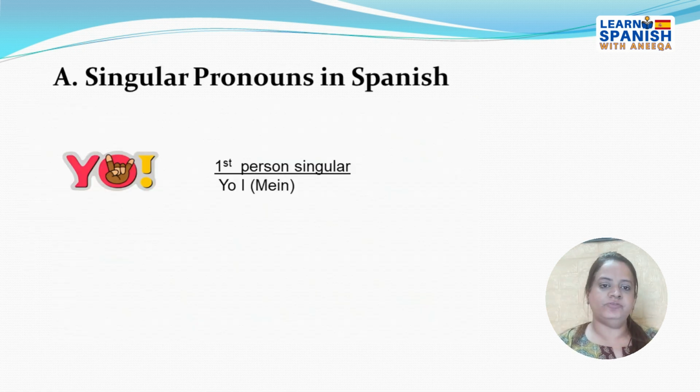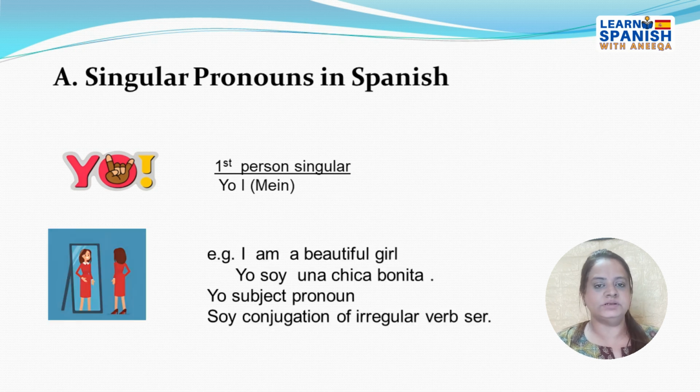Now let us see the first singular pronoun in Spanish, that is yo. Yo means I, means मैं in Hindi. For example, if I want to say I am a beautiful girl, I will say yo soy una chica bonita. Now in this, yo is the subject pronoun and soy is the conjugation of the irregular verb ser.